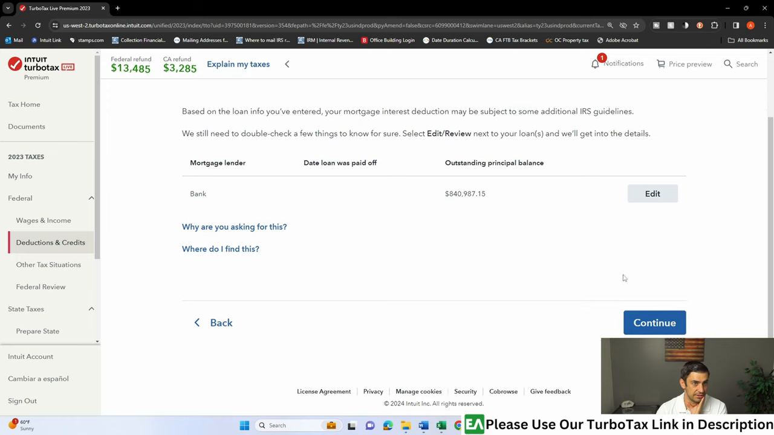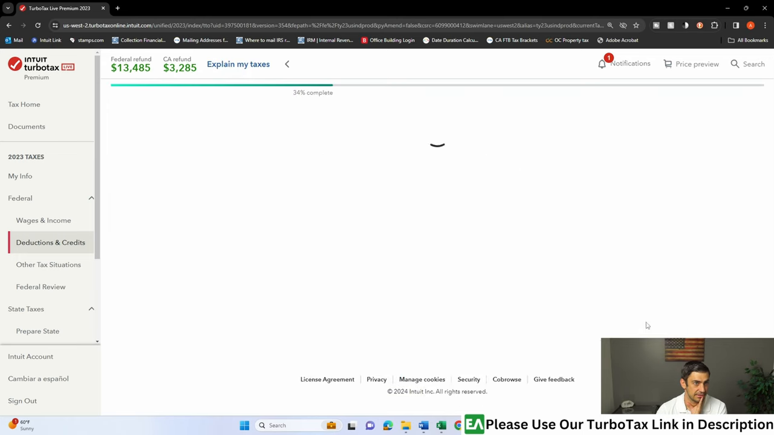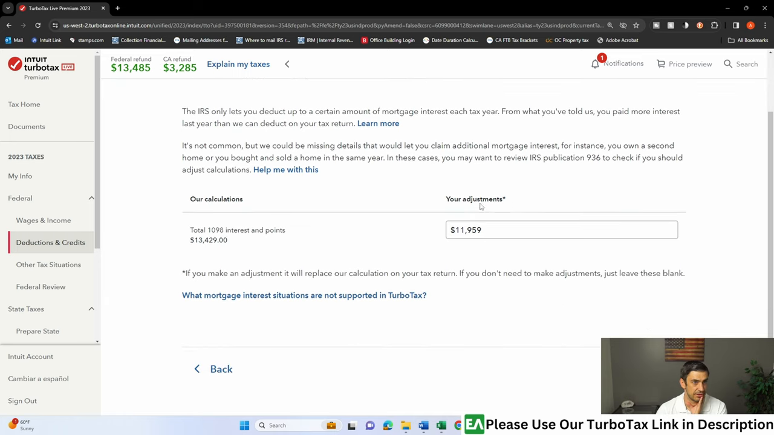And we'll hit, there it is. So we did it, outstanding principal balance. There we go. So there's the adjustment, right? That's the mortgage interest that we are allowed to deduct.